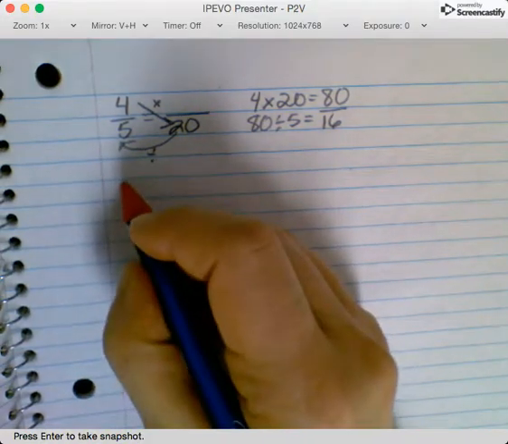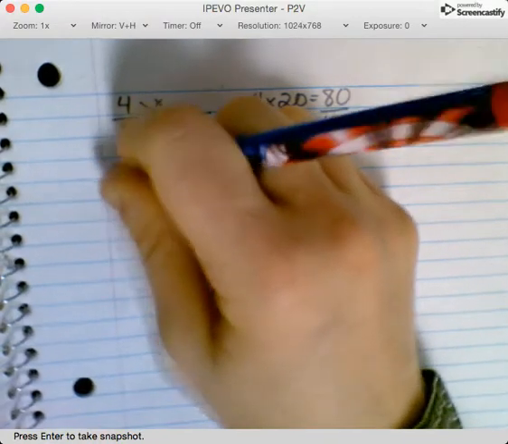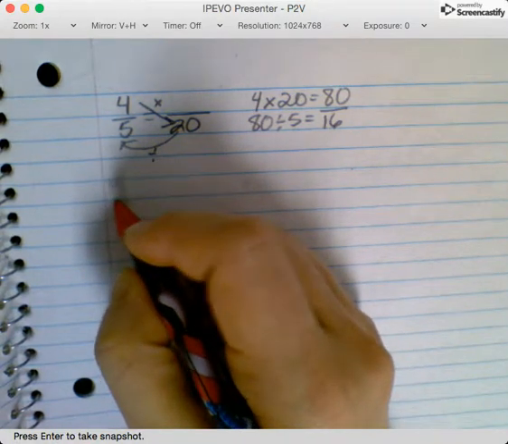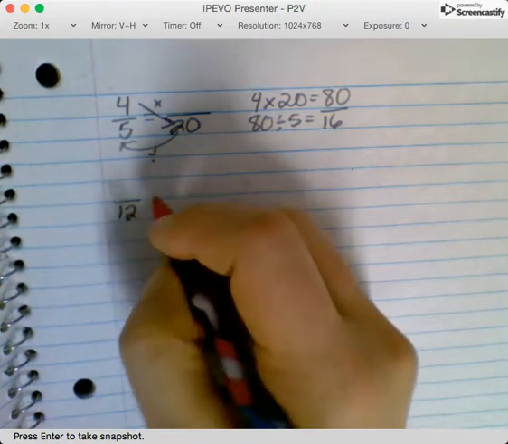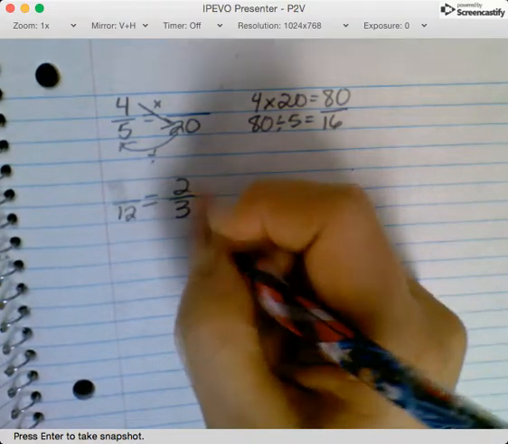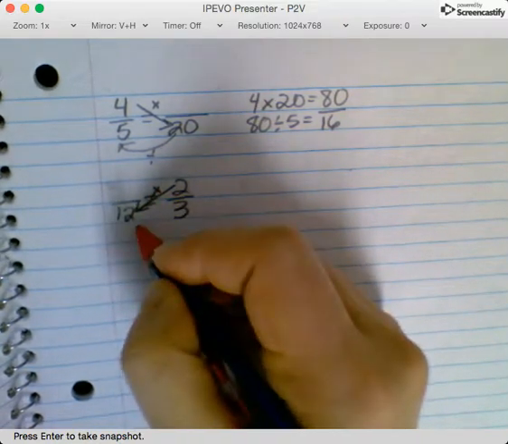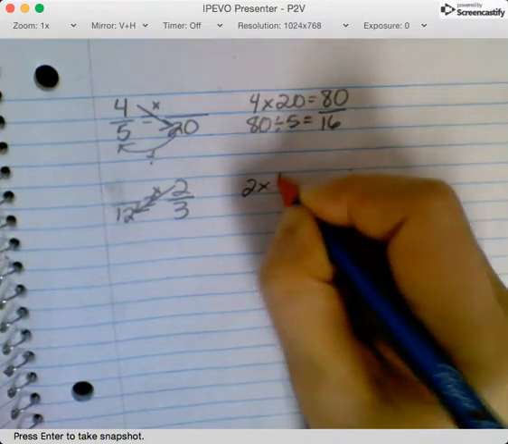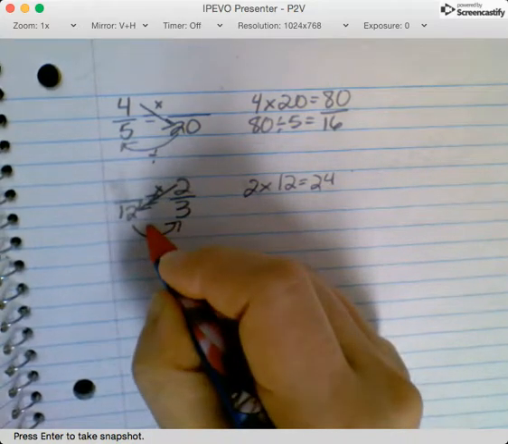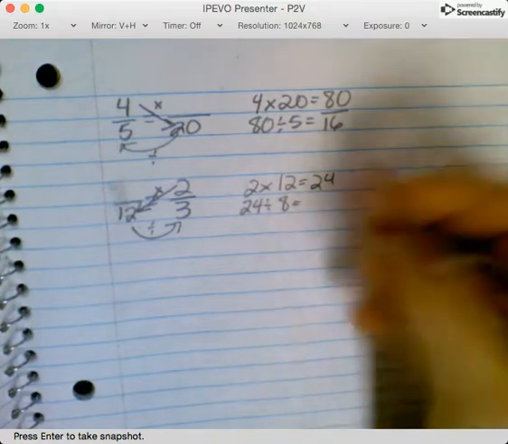Actually, let me leave out my 8 there. Let me leave out my top number. Okay, so I can multiply the opposite direction across. 2 times 12, which is 24, and then divide that answer by 3, and I get 8.